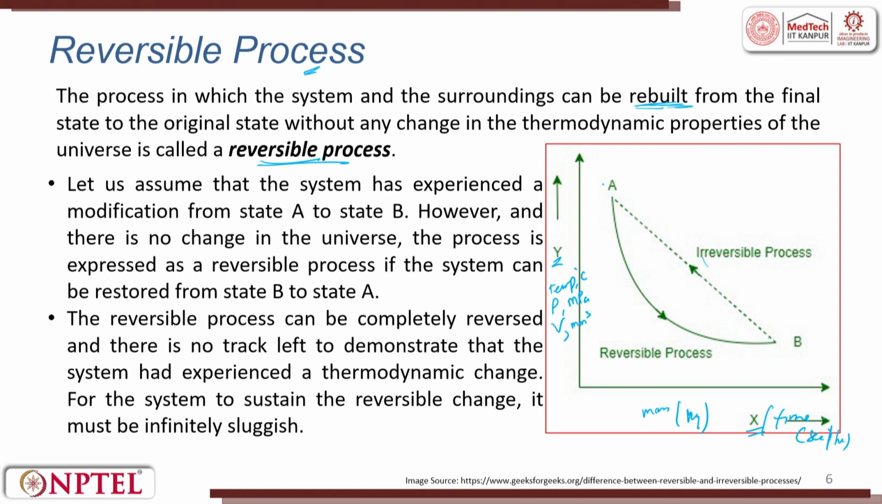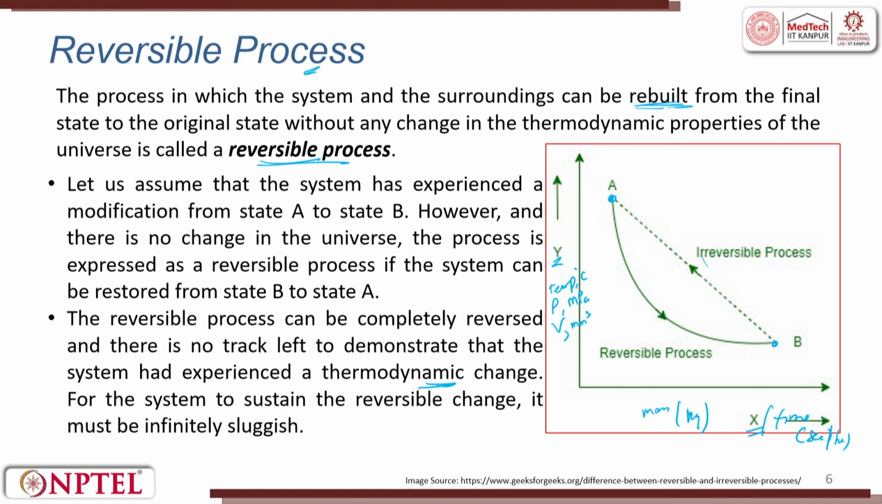Now, let us try to understand the graph. Let us assume that a system has experienced a modification from a state A to state B, and there is no change in the universe. The process is expressed as a reversible process if the system can restore from B to A. A reversible process can be completely reversed and there is no trace left to demonstrate the system has experienced a thermodynamic change. So, thermodynamic change, pressure change, volume change, temperature change, nothing is there. From A it goes to B, from B it goes to A.